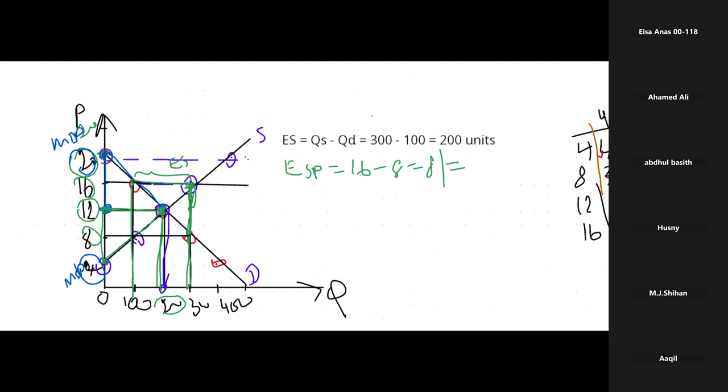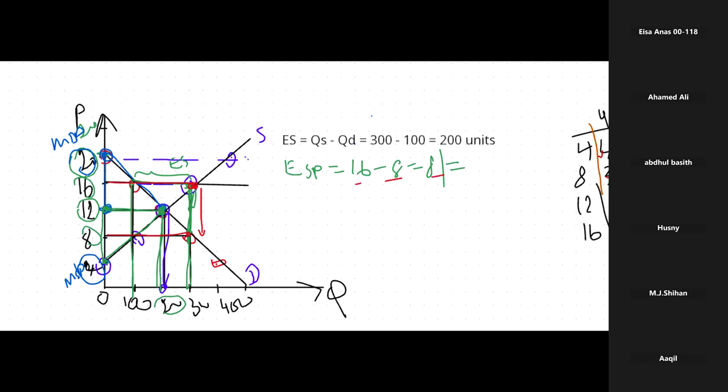See this 16 rupees, the 300. So from this extent, how much does the price come to? 8. Then 16 minus 8 is 8. Excess supply price. Okay. Excess supply price: expected 16, actual 8. Therefore, the difference is 8.